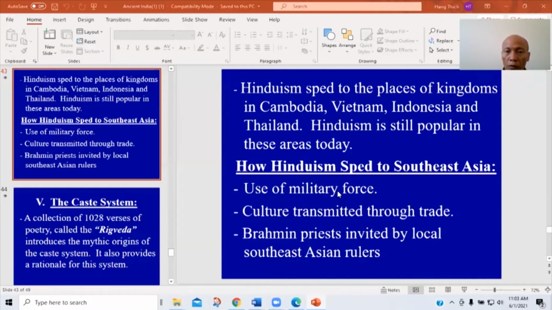So how did Hinduism spread to Southeast Asia? They used military force or culture transmitted through trade, and Brahmin priests could be invited by local Southeast Asian rulers.